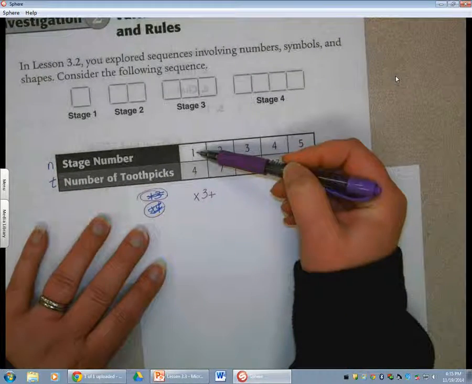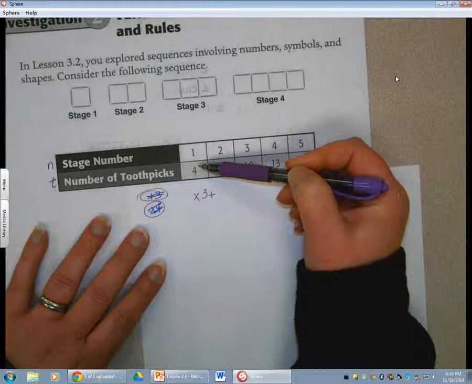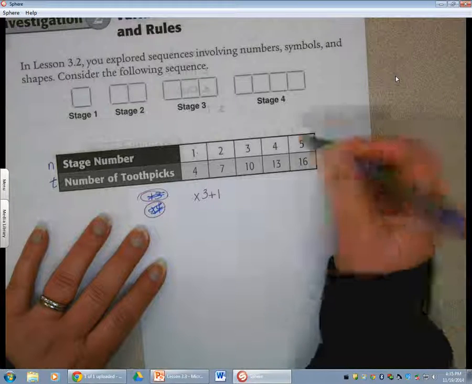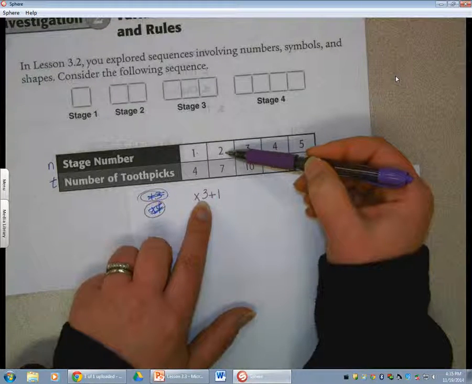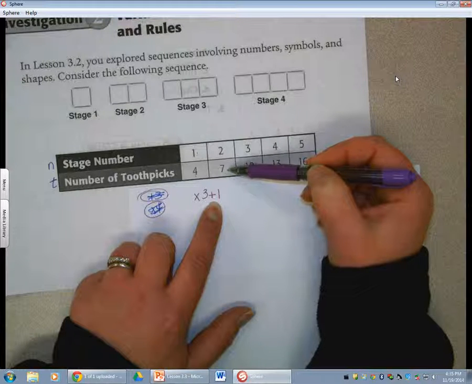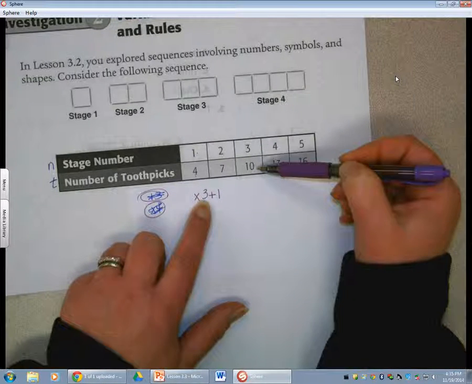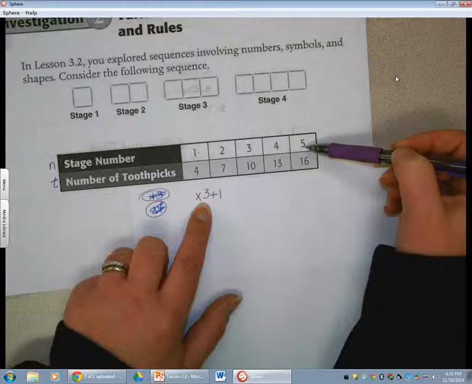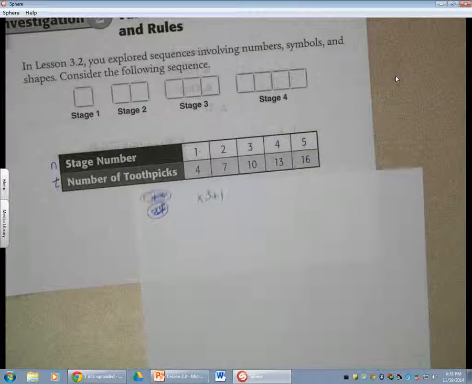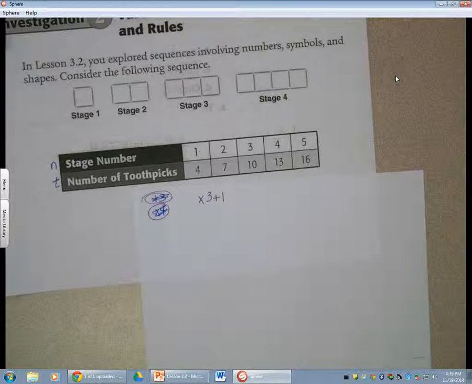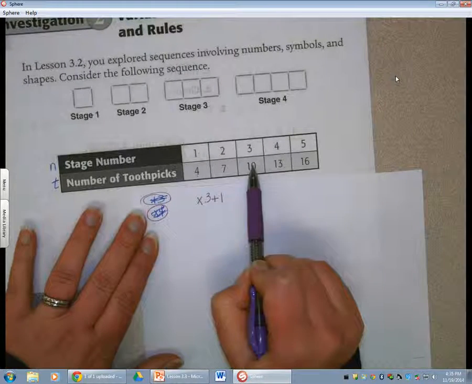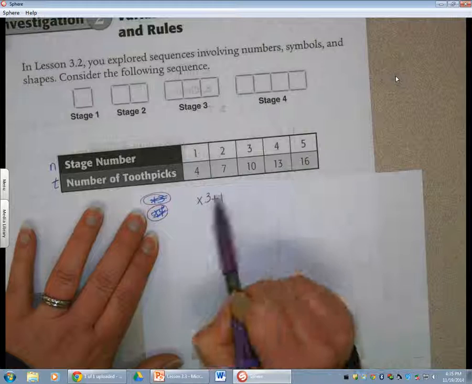So 1 times 3 equals 3, and to get to 4, we'd have to add 1. So let's see, 2 times 3 is 6, plus 1 is 7. Looking good so far. 3 times 3 is 9, plus 1 is 10. 4 times 3 is 12, plus 1 is 13. 5 times 3 is 15, plus 1 is 16. So that really wasn't so bad, as long as you remember that if it's not basic addition or basic multiplication, chances are the difference from one output to the next is going to be what you're multiplying by.